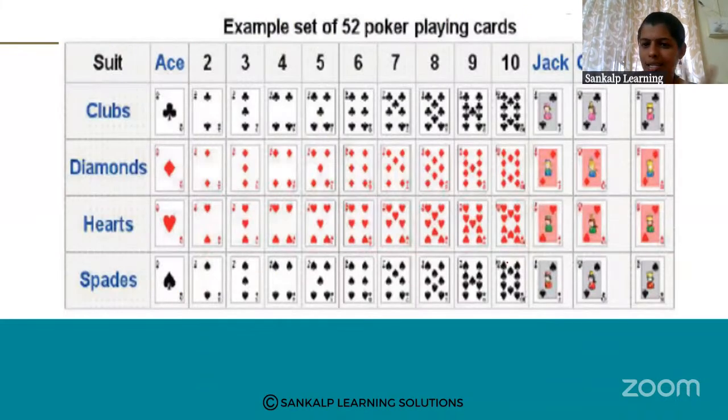Yes, so cards are like this. In one set of cards, how many cards are there? See, my dear students, the total number of cards is 52. In one full set there are 52 cards. In that 52, again it has 4 sets. One set is clubs, one set is diamond, another set is heart, another set is spades.